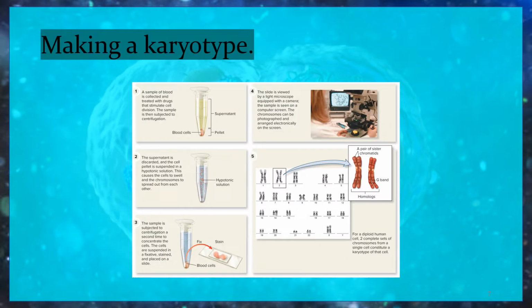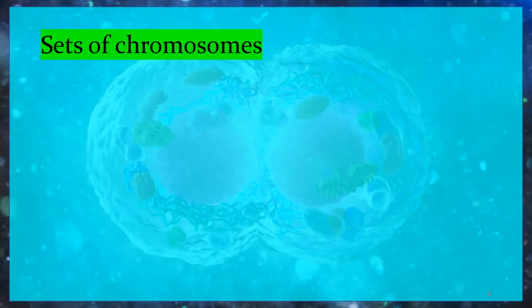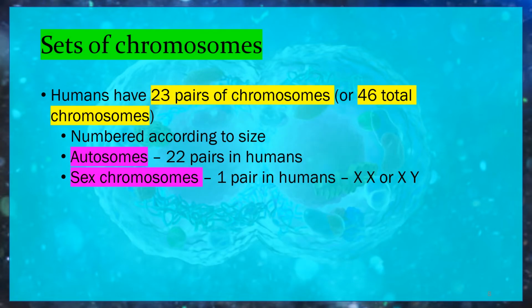This here's the overall process of how to make a karyotype, but what I want you to focus on is this diagram, this picture right here. Okay, this is showing our 23 chromosomes and how they are paired together. Sets of chromosomes. Humans have 23 pairs of chromosomes, or 46 total chromosomes. Okay, they're numbered according to size. Autosomes are the first 22 pairs in humans, and for the sex chromosomes, we only have one pair, and it's either XX for female or XY for male.